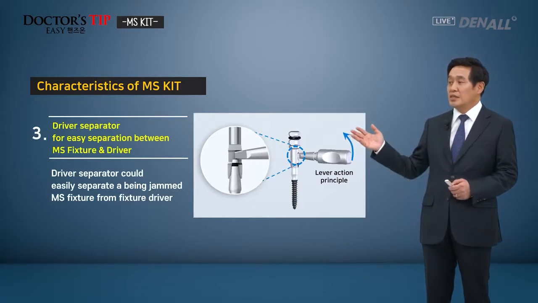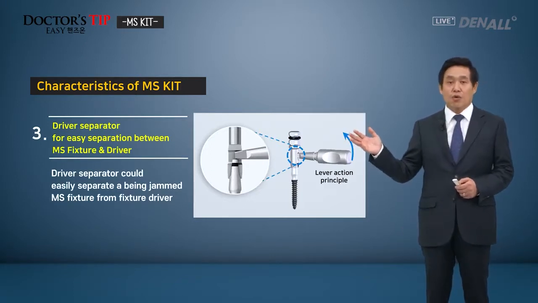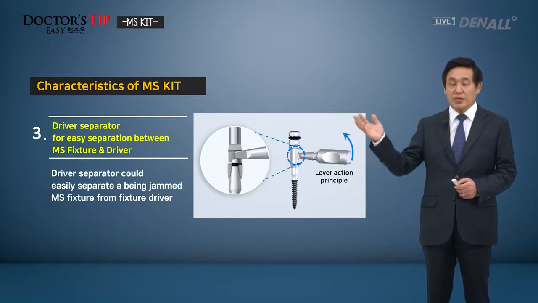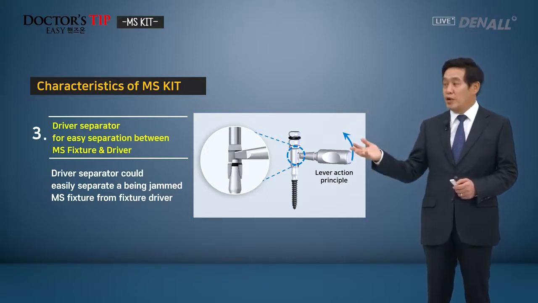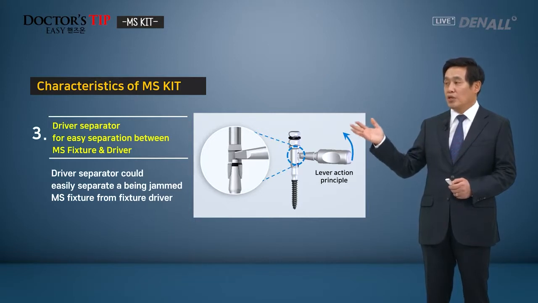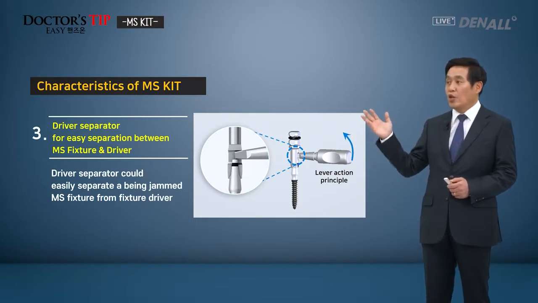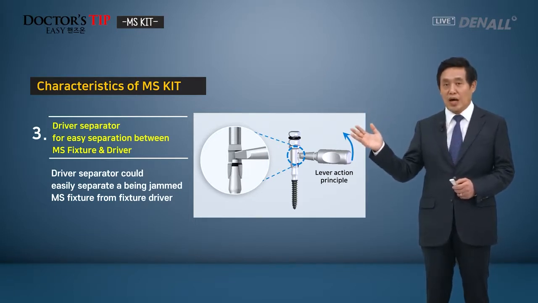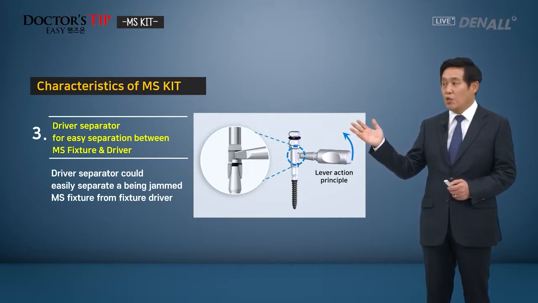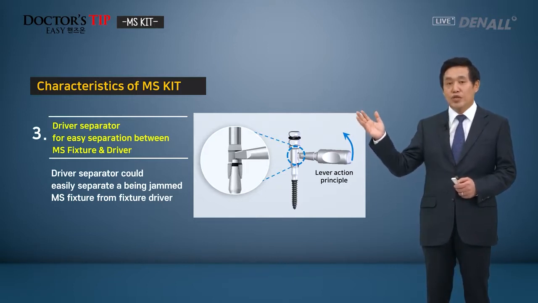The third characteristic is that the MS fixture, because it's one body implant, has its upper part exposed within the oral cavity, and after placing the implant, you immediately have to create a temporary prosthesis because you feel that pressure, sometimes too much torque. And in such a case, between the fixture and driver, there could be jamming. And if you have jamming, then if you try to take it out with force, the fixture can lose its initial stability.